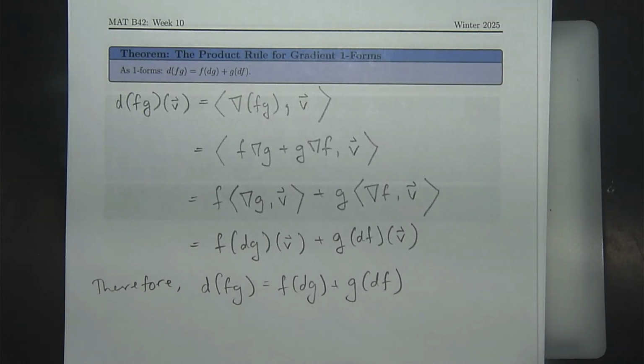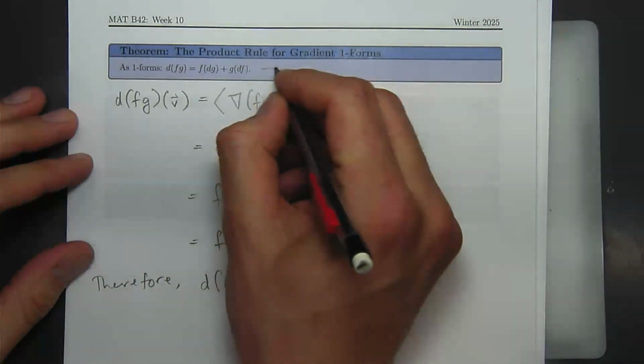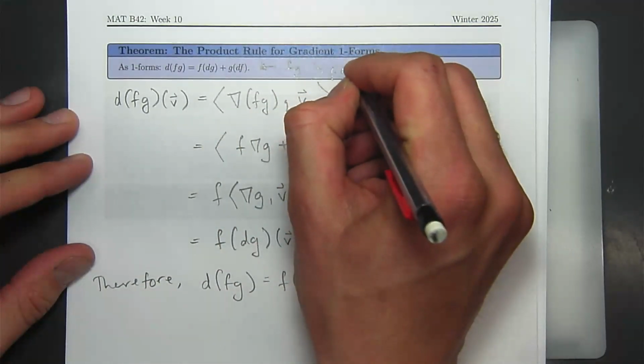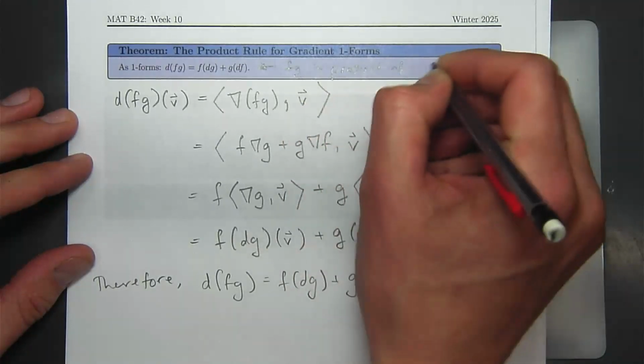Sorry, yes, this is the important question. This is multiplication. So fg is the product.